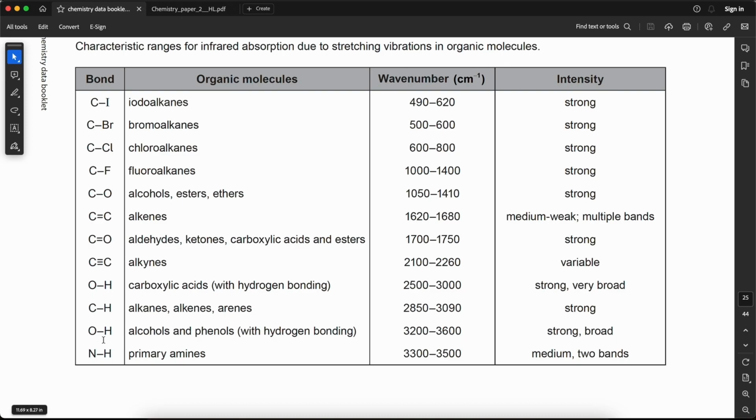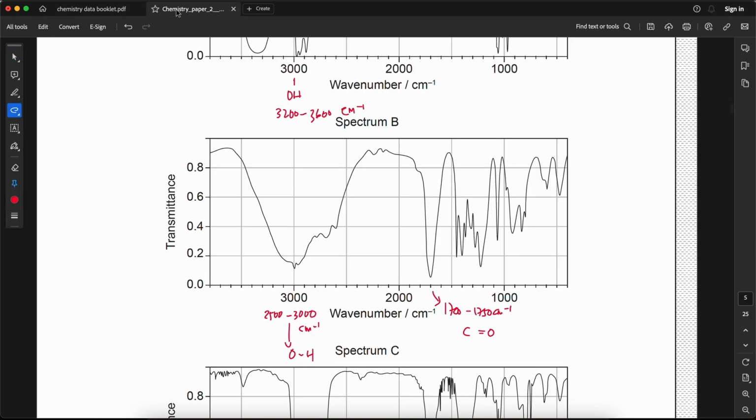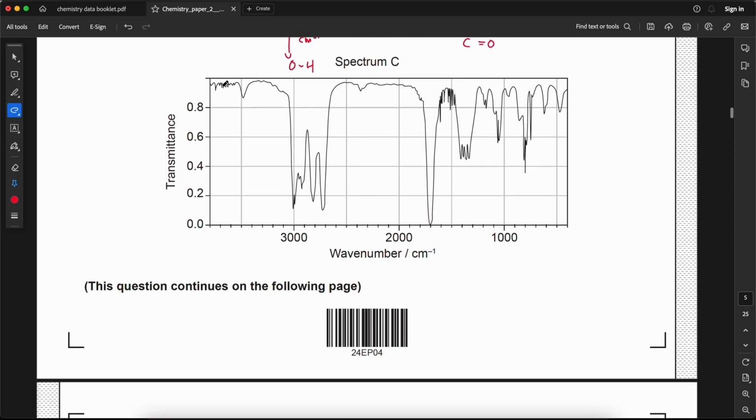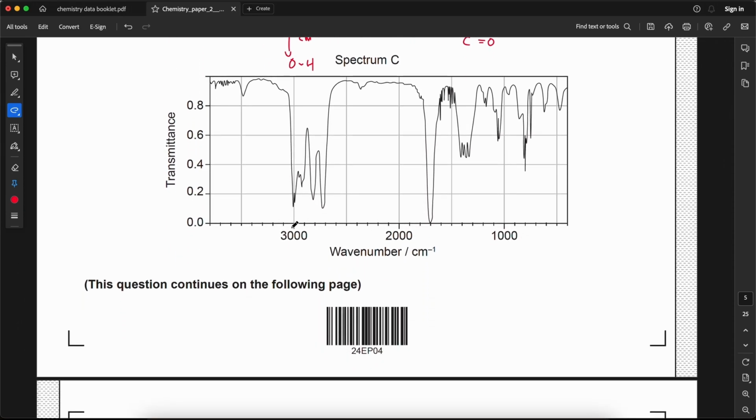For alcohol is 3200 to 3600, and for carboxylic acid is 2500 to 3000, and for C double bond O in the carbonyl molecule, it is 1700 to 1750. So here is not really sharp down here, so there is no OH. That would be propanone, and it has C double bond O.